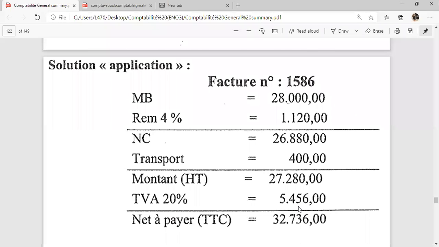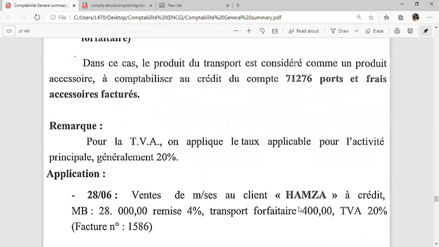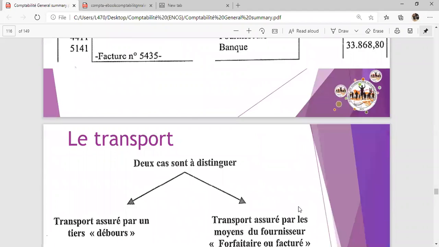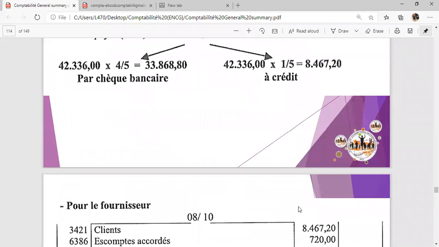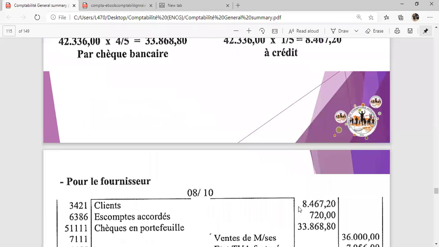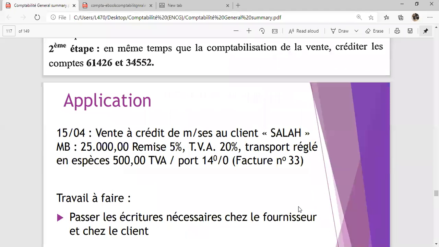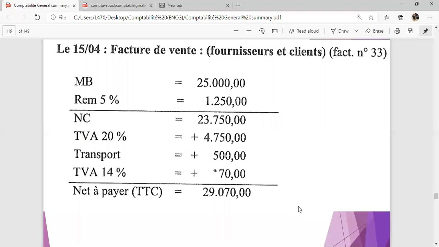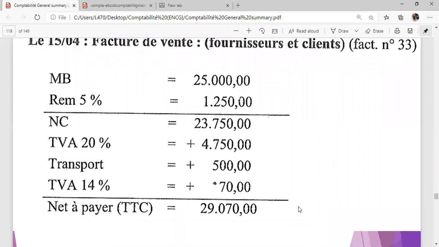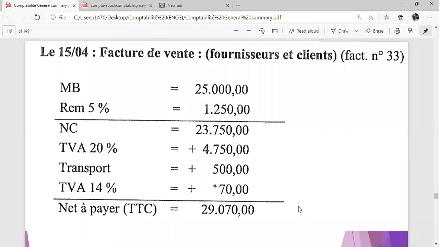Okay, so I'm going to start with the example above. We have this one over here. Is it the one? Nope. Nope, I think I passed it. So this is the facture, the first facture we have.